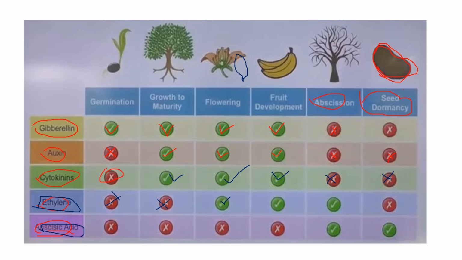And in fruit development, that means in ripening of the fruit, as in the functions I showed you in my previous slide, the functions of ethylene, abscisic acid, gibberellin, and cytokinins. In abscission also it is used, that means shedding of leaves. And abscisic acid is not used in germination, in growth to maturity, in flowering, or in fruit development. It is used only in abscission and seed dormancy. Abscisic acid is used in abscission and seed dormancy.